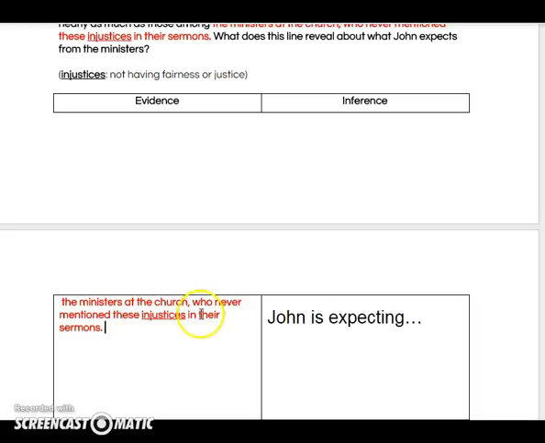They're not mentioning injustices. Well, what's an injustice? An injustice, at the top, says not having fairness or justice. So the ministers are not mentioning the fact that he and black people around him are not having justice. So what is John expecting them to do? If they're not talking about the injustice that their black brothers and sisters are having, what is John expecting them to do?